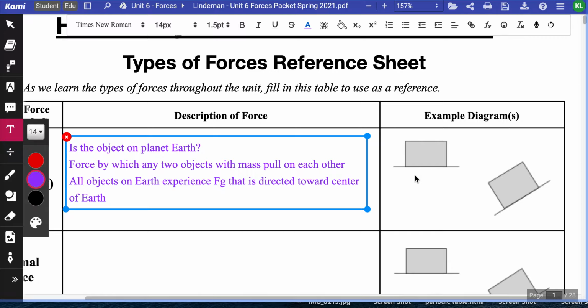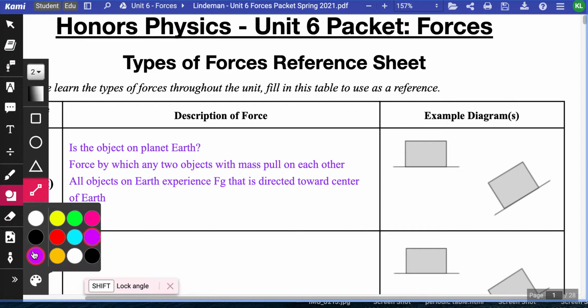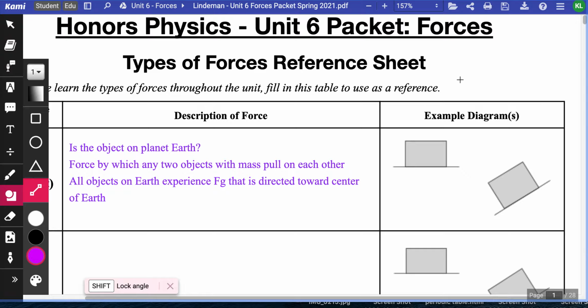When you are drawing these diagrams, we want to go over here to shapes, and then we want to use the insert line tool to draw the diagrams, okay? And I'm just gonna make my arrows purple. You can make them any color you want. I'm also using a thickness of 2. You can also use a thickness of 1. Okay, I think a thickness of 1 actually works a little better, so I'm gonna switch to that.